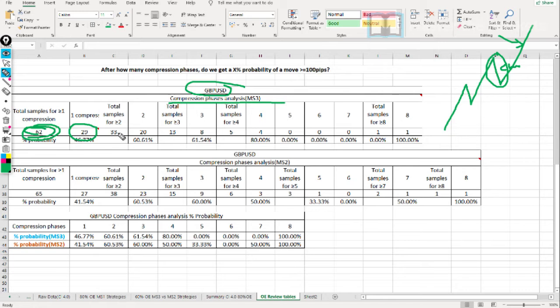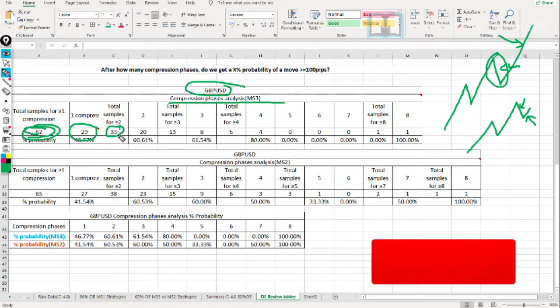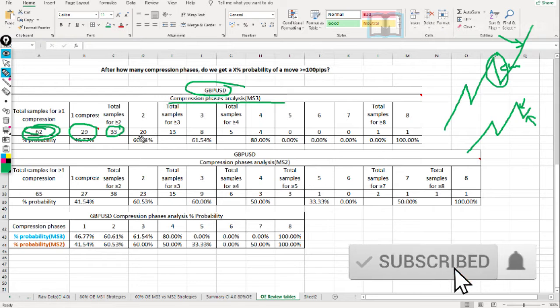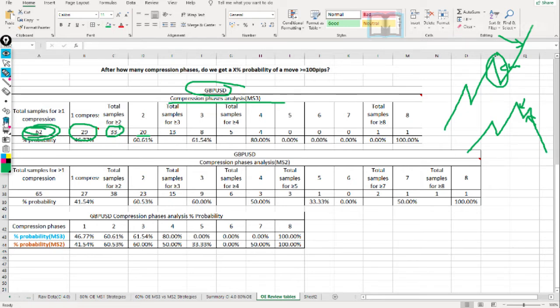Over here, total samples for two or more compressions. That means it compresses two times. This is one, less than 100 pips. This is two, less than 100 pips as well. When it does that, you can see that 20 of them will break through on the third one to, let's say, more than 100 pips. This is what we mean.